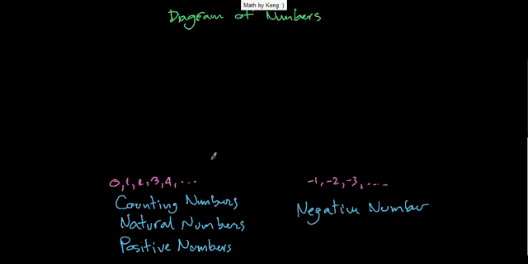Both of them we call integers. The abbreviation of integer, we use I to call integer. Positive numbers we use I positive and I negative, like this. And besides integers, we have fractions and decimal numbers.